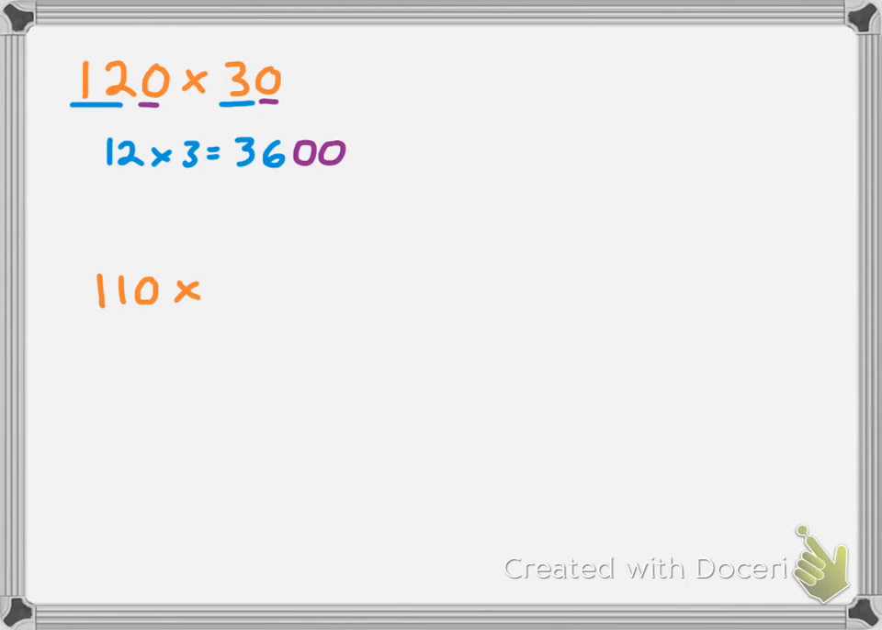If I have 110 times 2,000, I can take what I know. I know 11 times 2. I can put the zeros in at the end. So I'm just going to do 11 times 2, which is 22. And I have 1, 2, 3, 4 zeros. So I add 1, 2, 3, 4 zeros to the end of my problem, and it's 220,000.